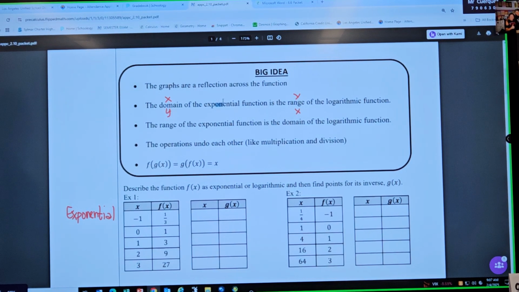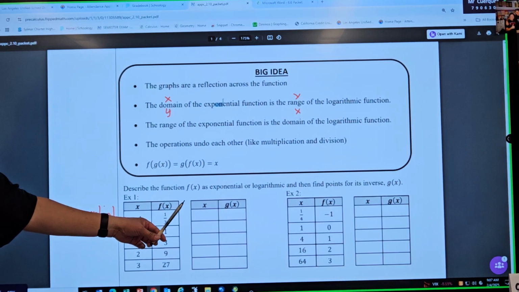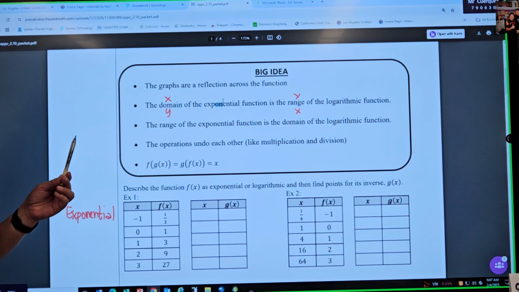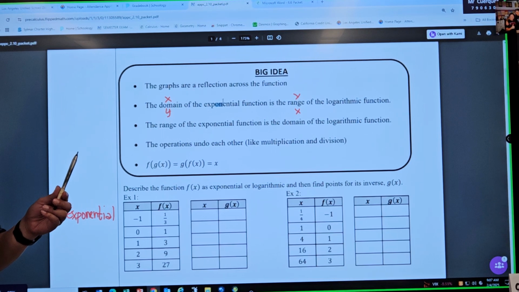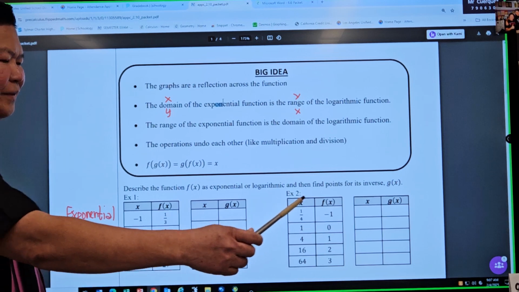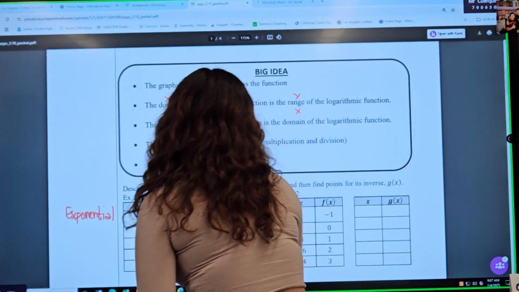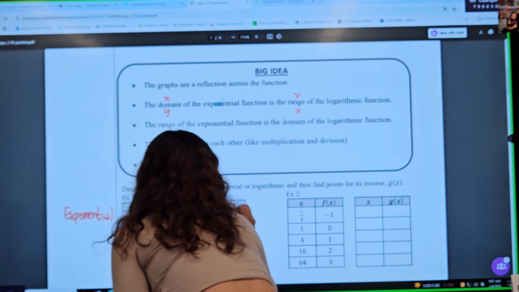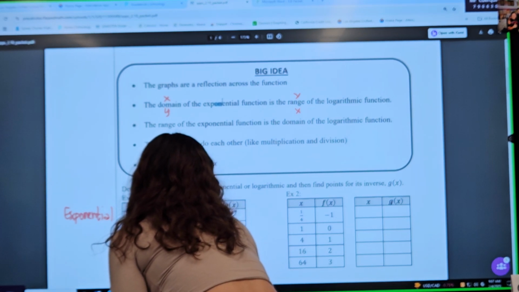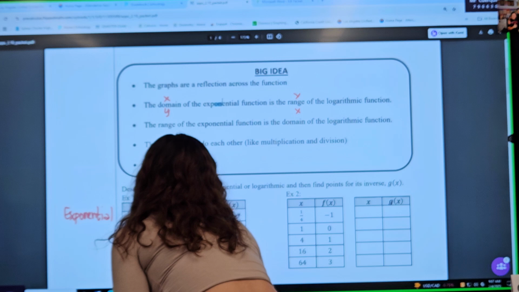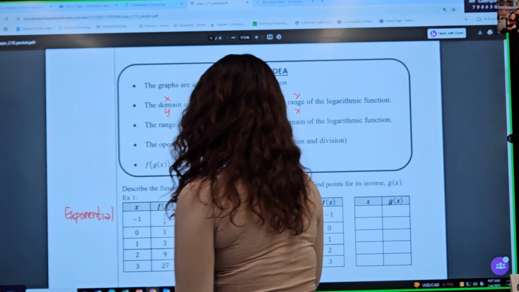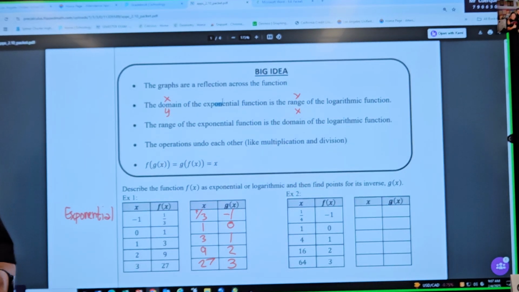Could anyone write down the inverse? Any volunteer? Jackie. Okay, shall we give Jackie a round of applause?